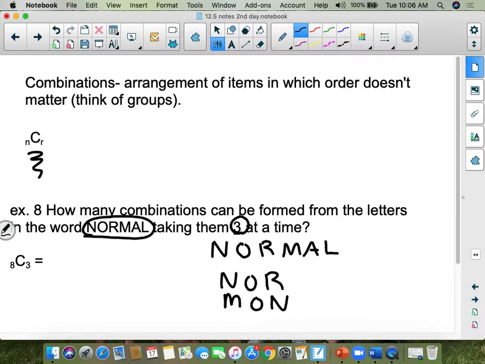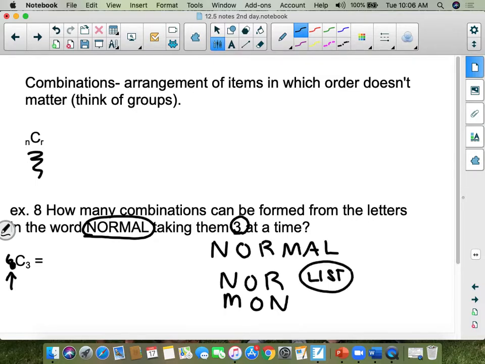And a bigger number goes here. There's not 8 letters. There are only 6 letters. This is wrong. There's only 6 letters, N-O-R-M-A-L, and we're going to take them 3 at a time. So we're going to take 6 letters, 3 at a time. How many different groups are there? You don't want to come over here and start listing them. It would take way too long.